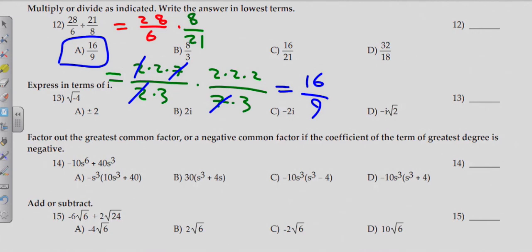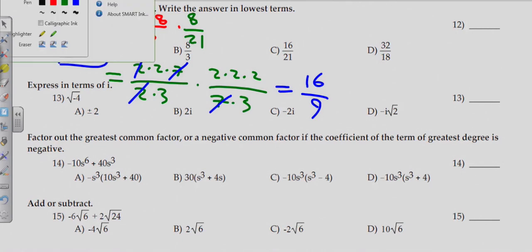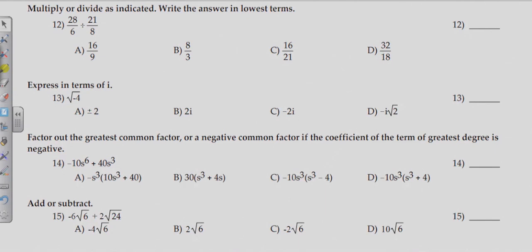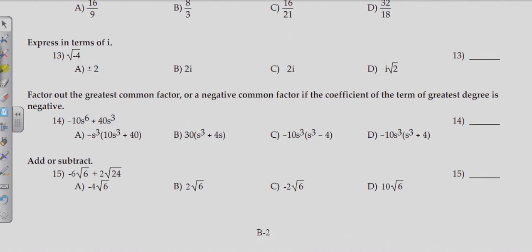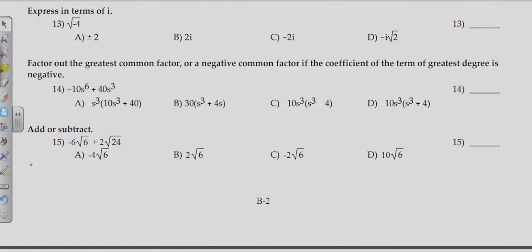Okay? So that is about question number 12. Any questions here? So the exam will be multiple choice? The exam will be half multiple choice and half not multiple choice. 50-50. Okay? Now, number 13.